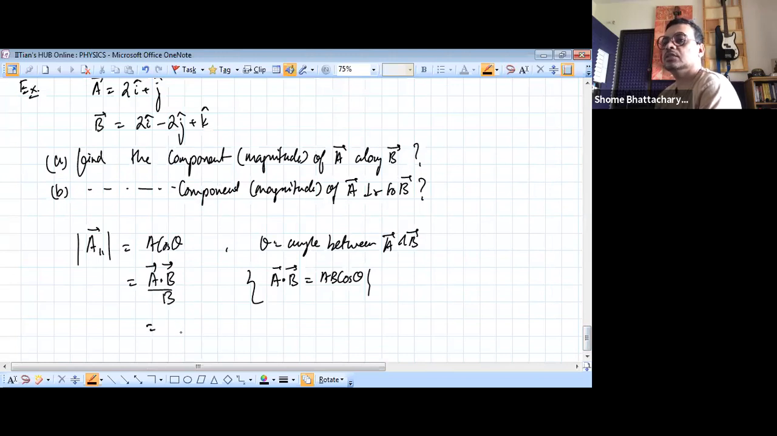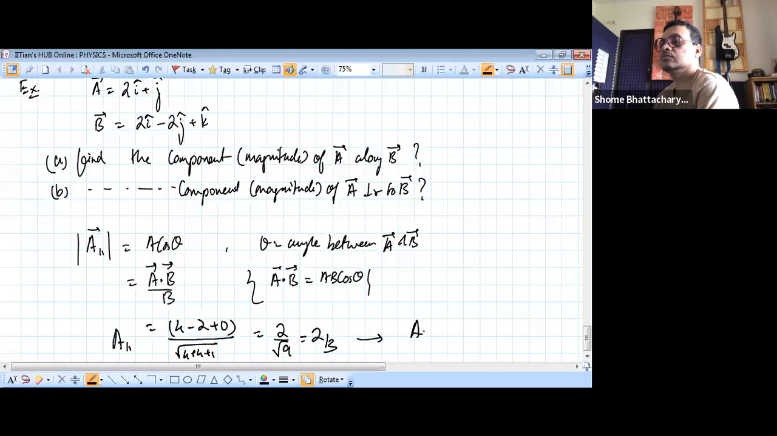So go back to this and see what is your A dot B. It is in fact 4 minus 2 plus 0. And what about magnitude of B? It is square root of 4 plus 4 plus 1. So this becomes 2 divided by root of 9, or 2 by 3. So this is the component of A which is parallel to B, in magnitude form.